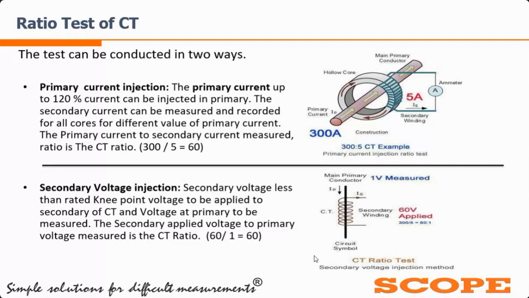And the other method is secondary voltage injection. Here we have to inject a voltage, whatever voltage, it is not given by any standard, 10 volt or 20 volt. Accordingly, we need to inject from the CT secondary winding. Just for example, I have considered that we have injected 60 volt on the CT secondary, and accordingly we need to measure 1 volt from the primary side. By formula, CT secondary voltage divided by CT primary voltage is equal to 60, which is the CT ratio.